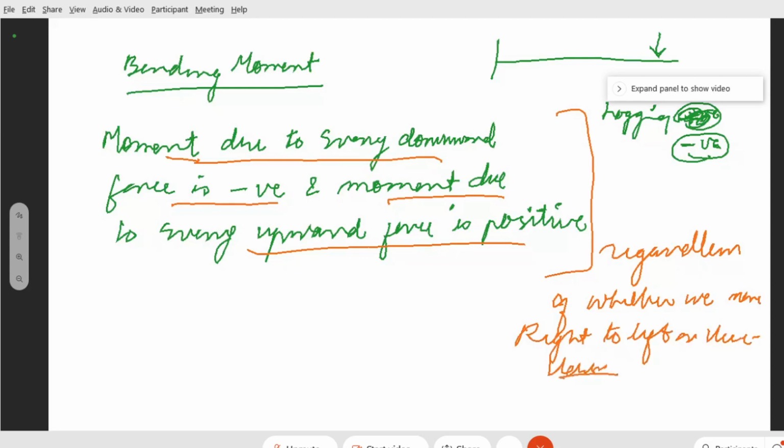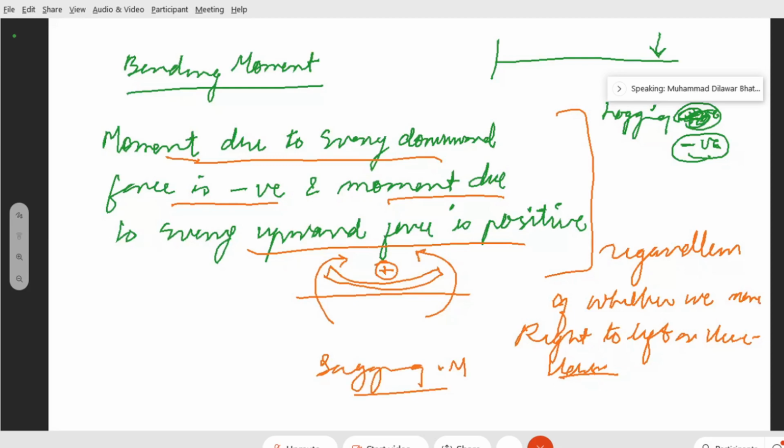Why is it so? Because, for example, we have seen that for any bending moment, let's say this is our central line, and for any sagging bending moment diagram, this is your moment. I say this is your sagging moment, right? This is your sagging moment. And I say this is positive.